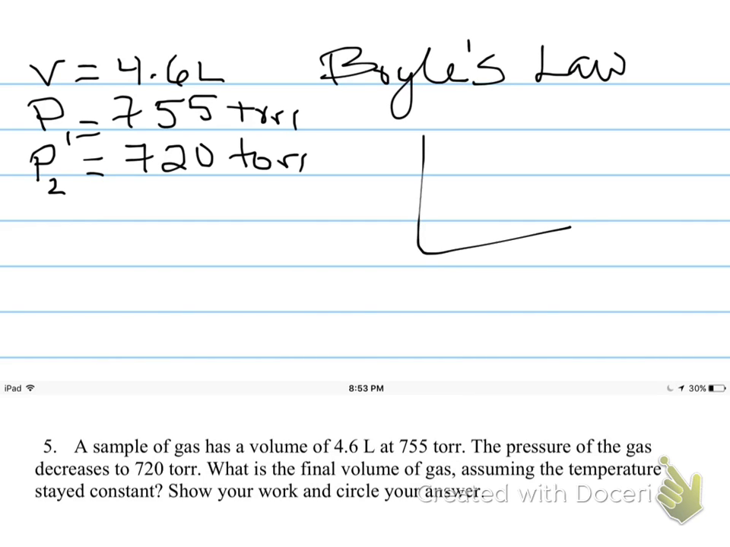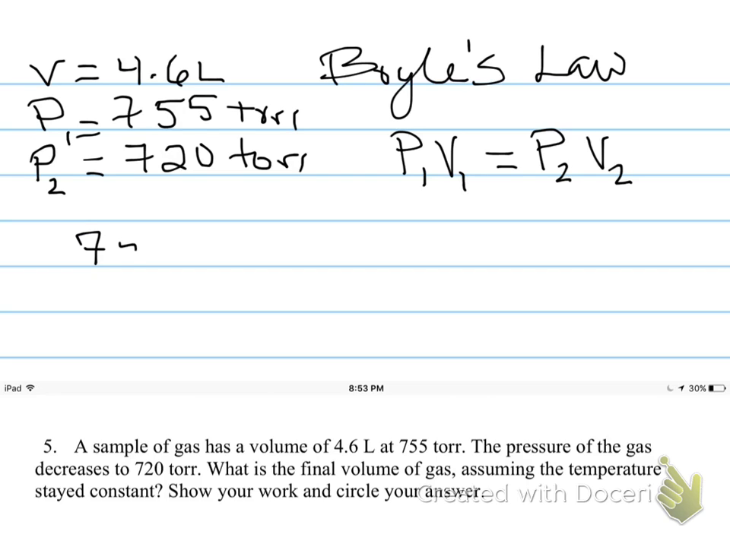Our graph shows pressure on one side and the inverse of volume, and they're proportional this way. So it's inversely proportional. That means the equation for Boyle's Law is going to be, if I multiply the pressure and the volume together, initially it's going to equal pressure and volume after something has changed. Whether the volume changes or the pressure changes, I can calculate it either way. So this is one way to do this problem. So we can take pressure 1. I don't even need to convert because the torr are going to cancel, so it doesn't matter.